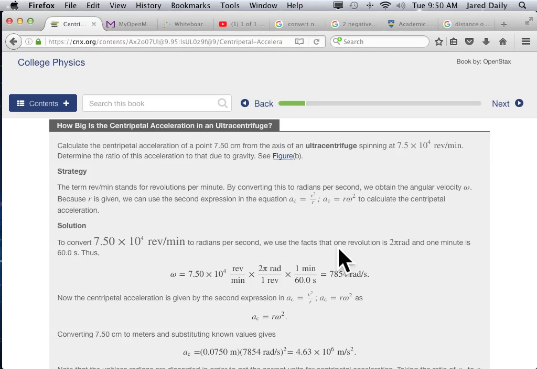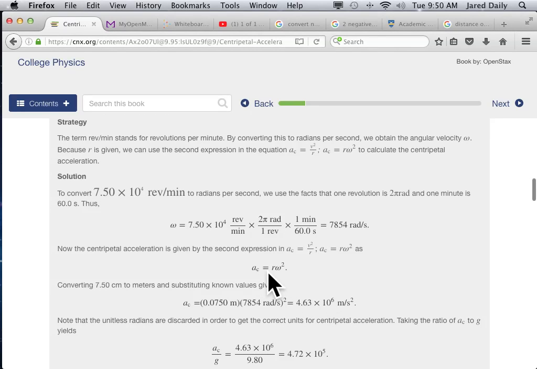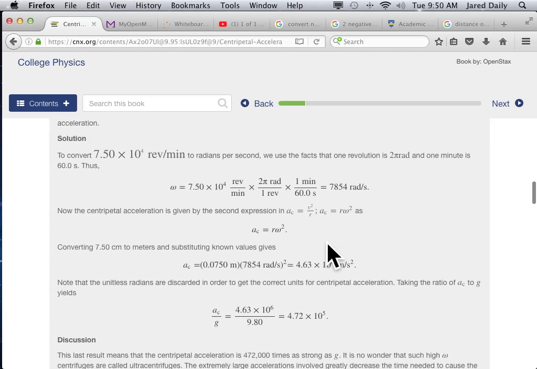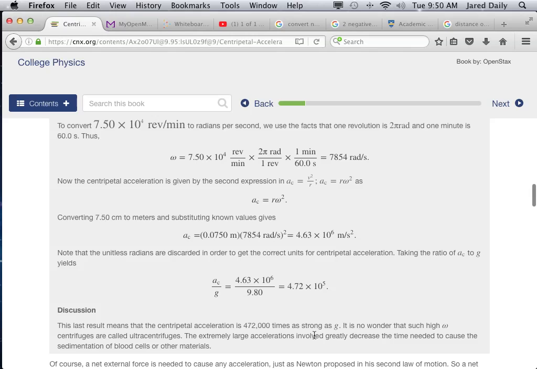We've got an omega of 7,854 radians per second. We square that and multiply by the radius, which was given to us as some number of centimeters, which we convert to meters. So 0.075 meters. Multiply that in here. We get 4.63 times 10 to the 6 meters per second squared.